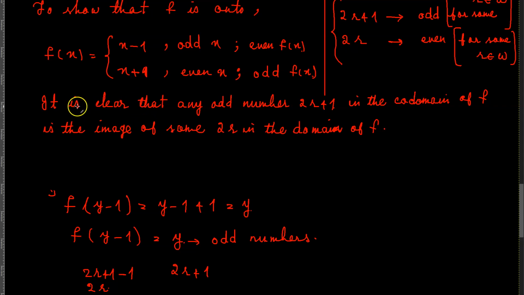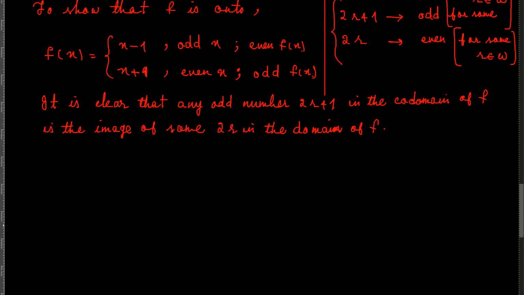So it's clear that any odd number 2r plus 1 in the codomain of f is the image of some 2r in the domain of f. And then I can do the same thing for the even numbers as well. Meaning that I can say that over here I know that the outputs of my function, all of my f of x's, are even, right?